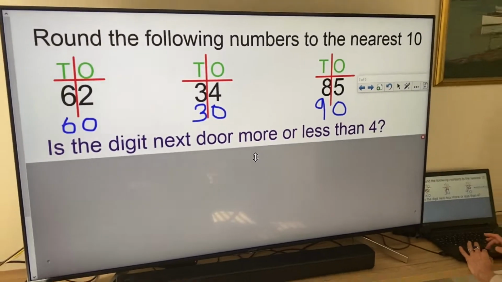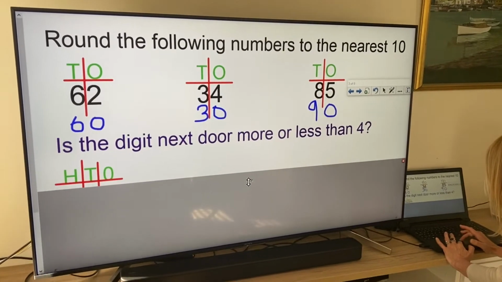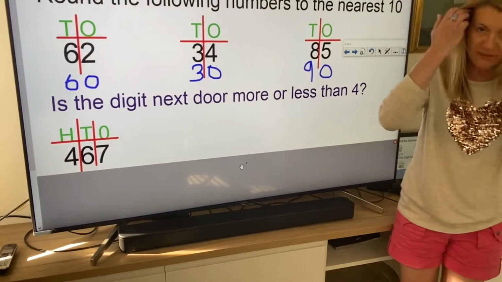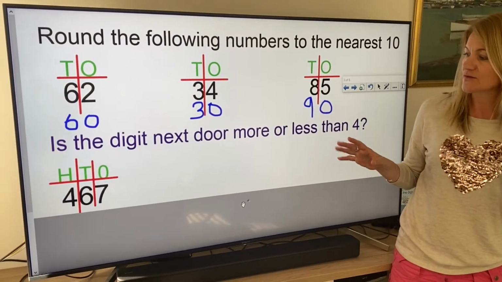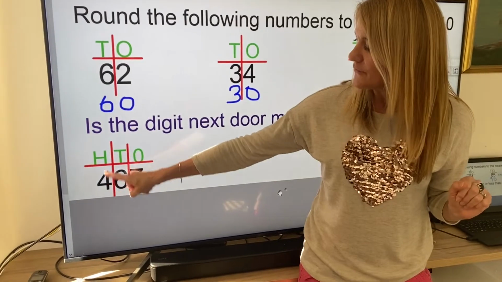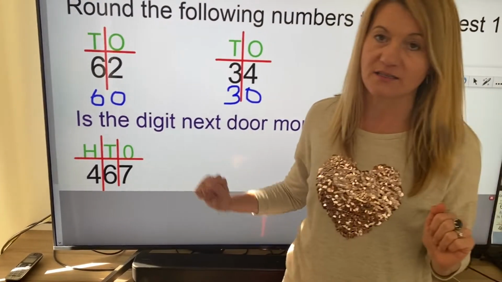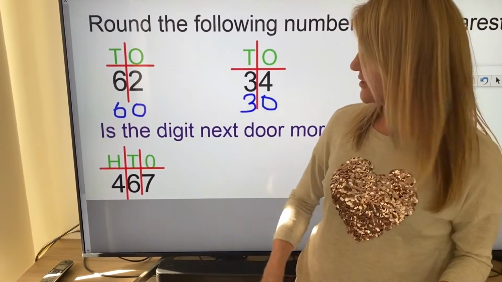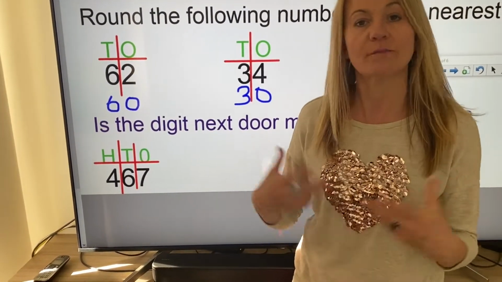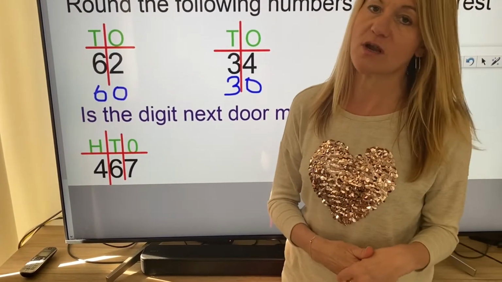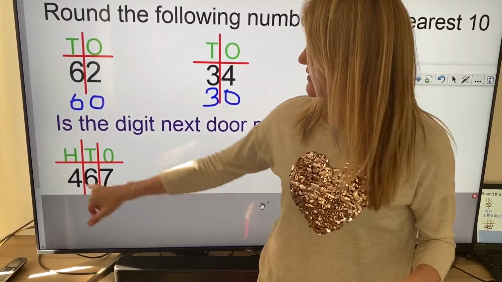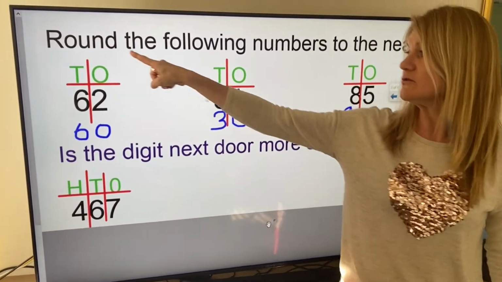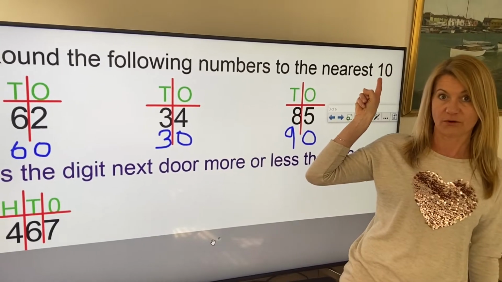Okay, now we're going to get a little bit harder. And I know you're all going to be able to do this, but you might be confused at first. So let's remind ourselves. Here we have a hundreds column, a tens column and a ones column. We have 4 in our hundreds column, 400. We have 6 in our tens column, 60. And we have 7 in our ones column, 7 ones, 7. So the number is 467.